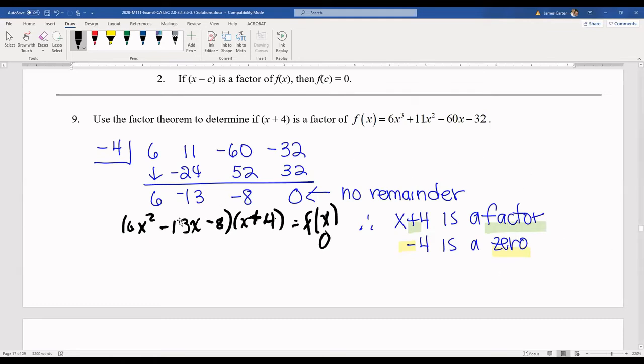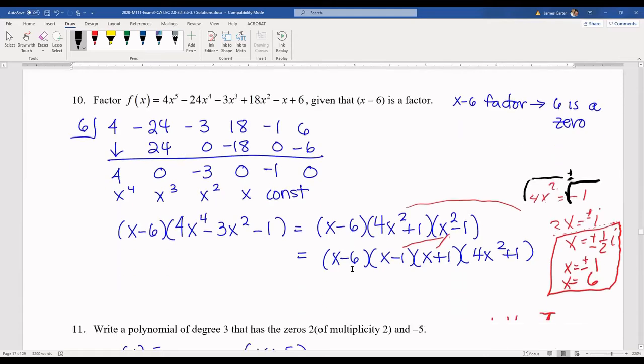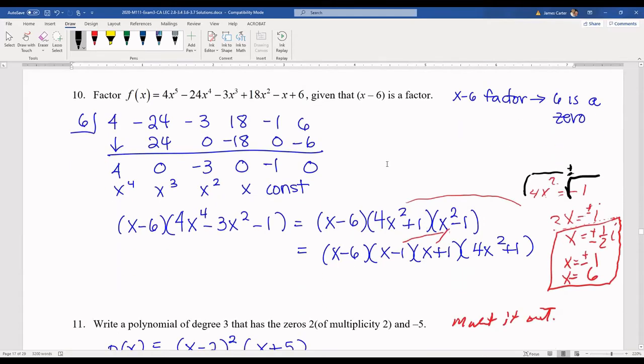Now, if we had to continue, then we could try to break down this. We could factor it if we could. We could attempt some of the multiples of 8 and 6, or we could just more easily use the quadratic formula to get the final roots from this part of this thing. But what we do know is that x plus 4 is a factor of that, and negative 4 is a 0 of that.